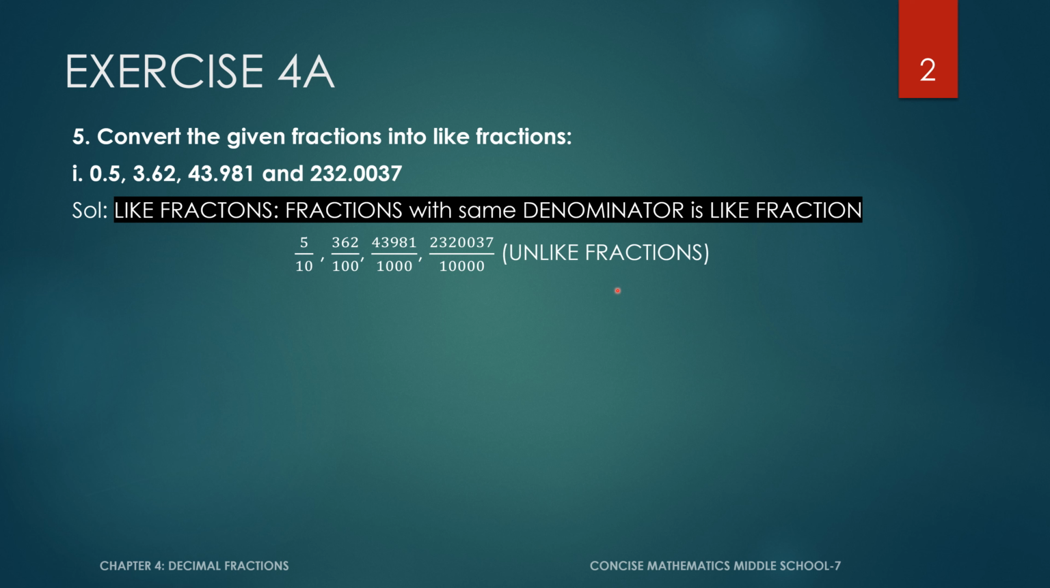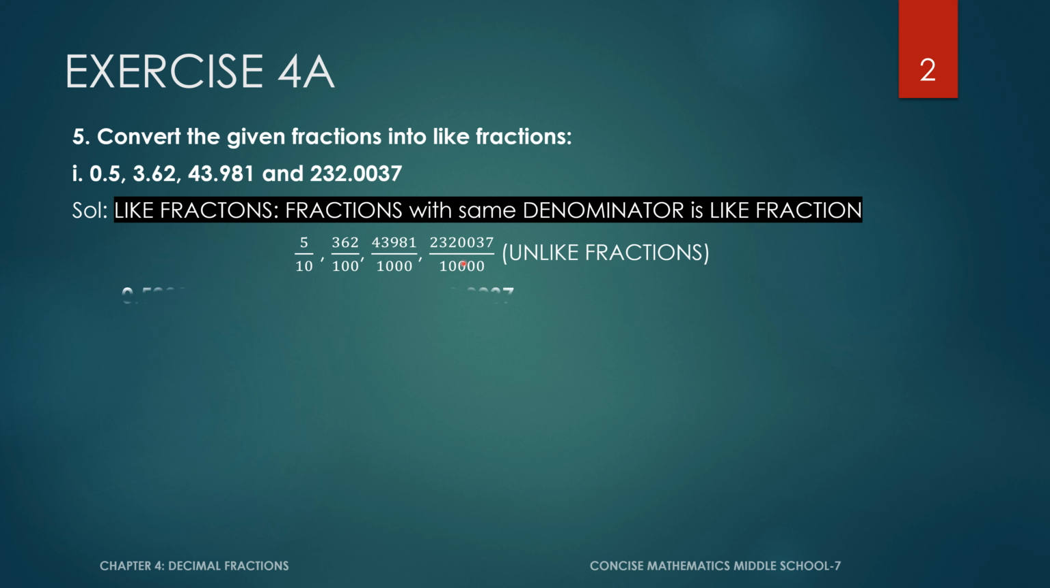See, these are unlike fractions because the denominators are different. One has 10, one has 100, another has 1000, and another has 10,000. That means, see, this is for your understanding children, to prove to you that these are unlike fractions, right? So we have to make the denominators equal. Now how to make the denominators equal?